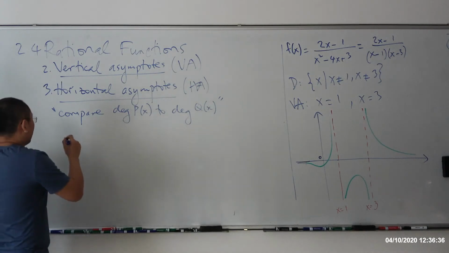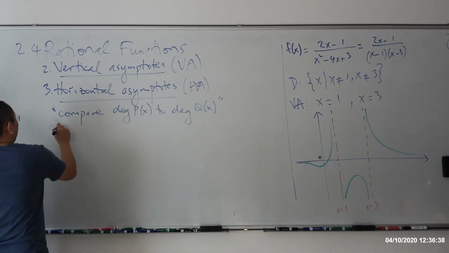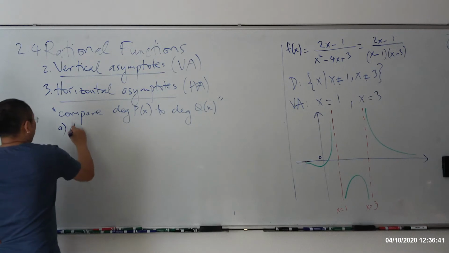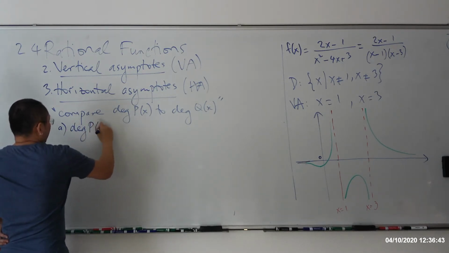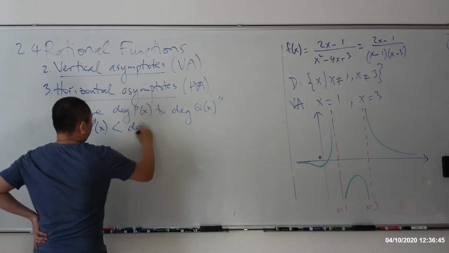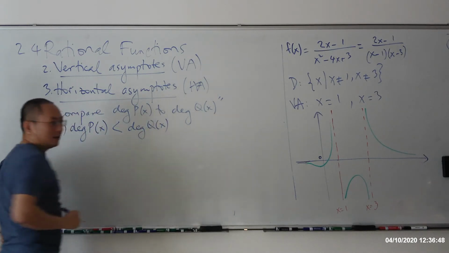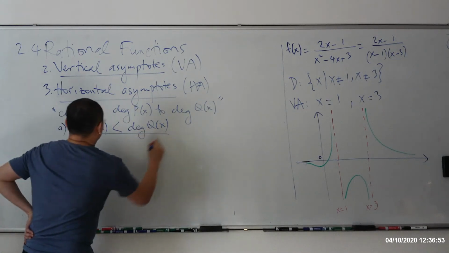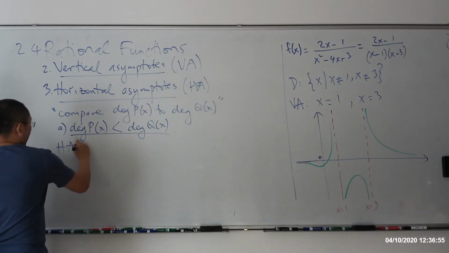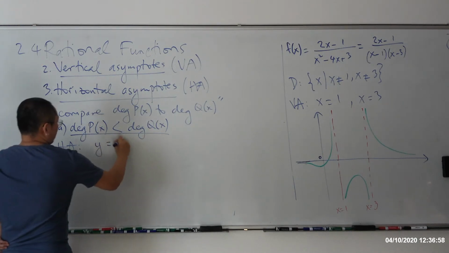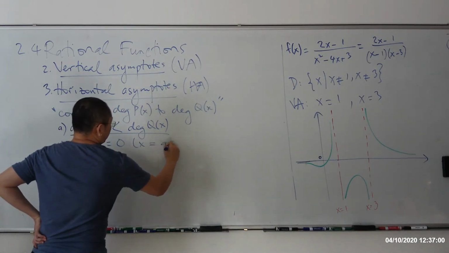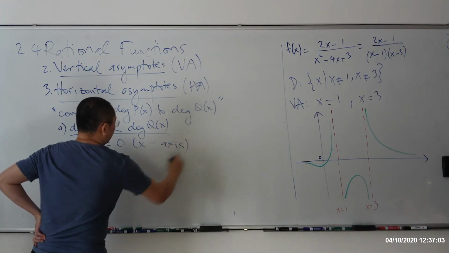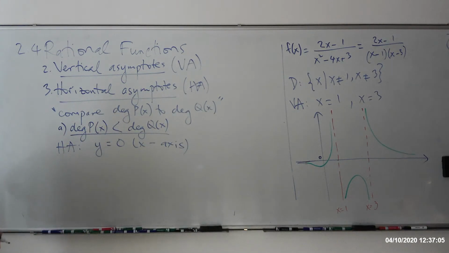So let's start with the first type. Let's talk about case A then. If the degree of the top is smaller than the degree of the bottom, you know this fraction is going to be a proper fraction. Then you will always have the horizontal asymptote as y equals 0, which is the x-axis, always. As long as the fraction is proper, then you have the horizontal asymptote, the x-axis.